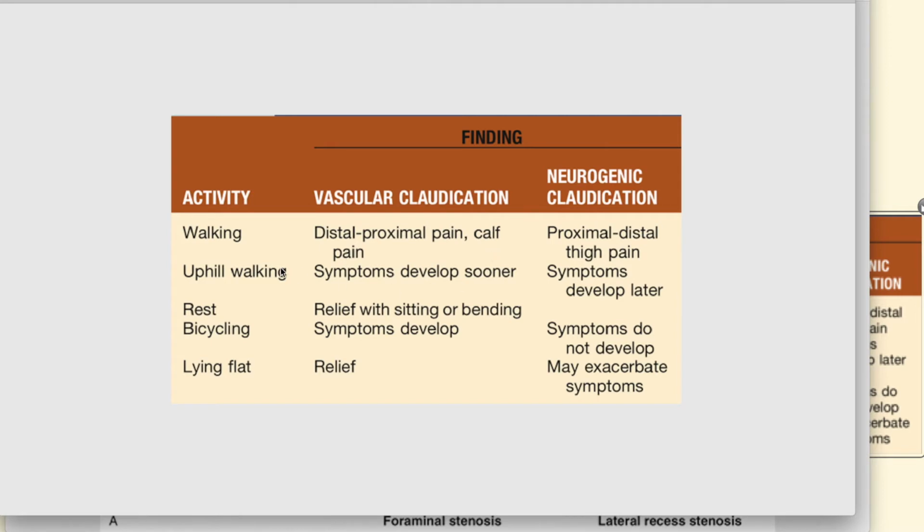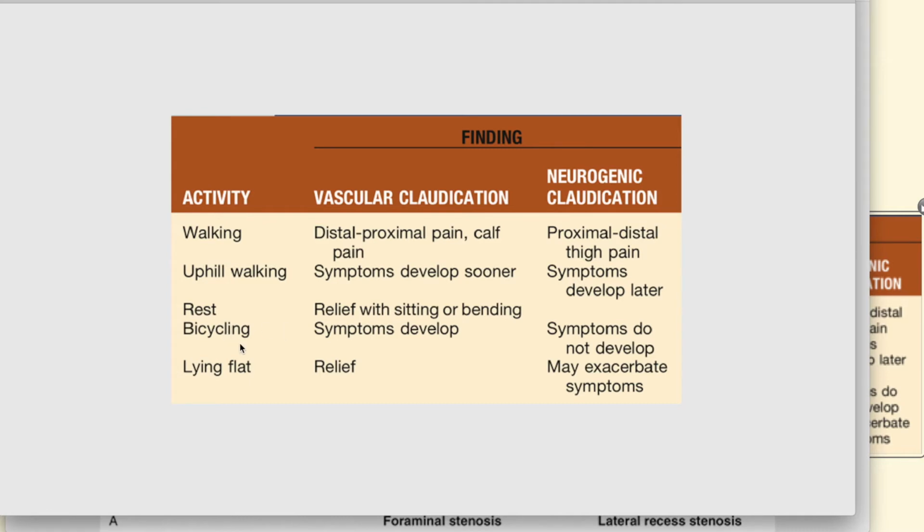dominates. And for uphill walking, because you are expending more energy to walk uphill, usually in vascular claudication the symptoms will develop sooner, because the vascularity of the muscles is disrupted, and the muscles therefore will experience sort of like an ischemic attack, and the symptoms will develop. While in neurogenic claudication, these symptoms typically develop later.